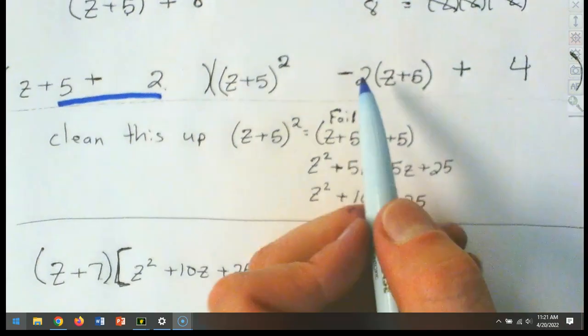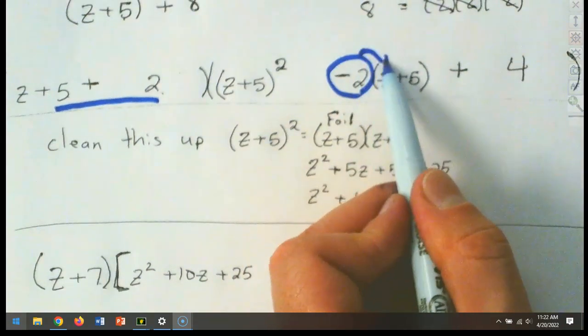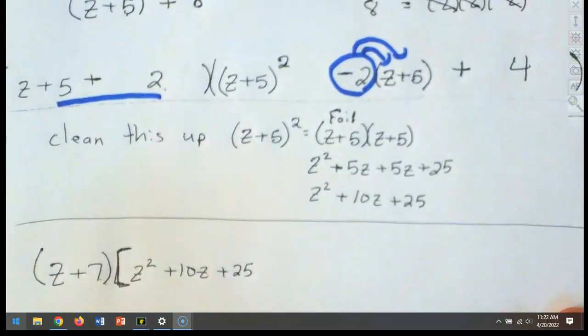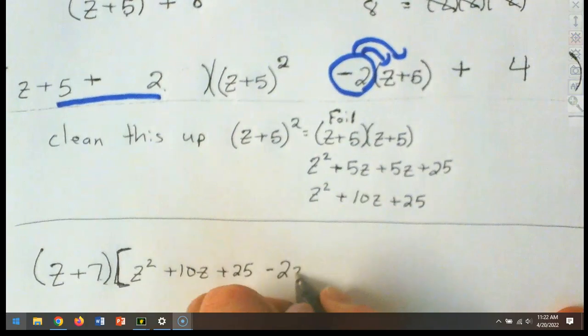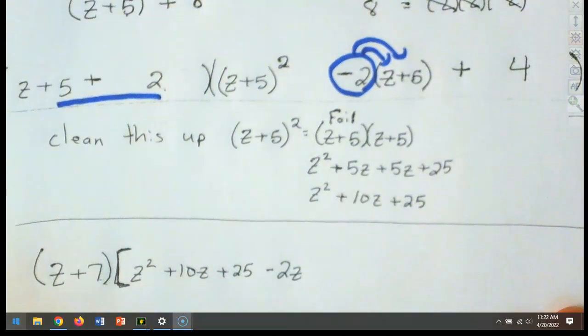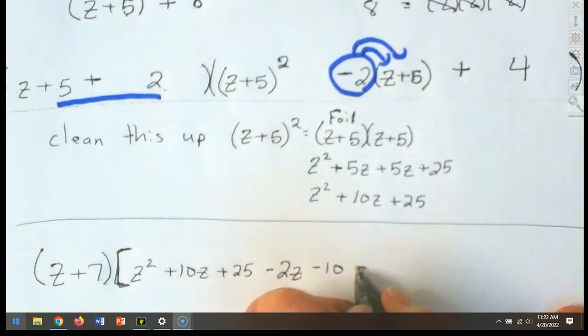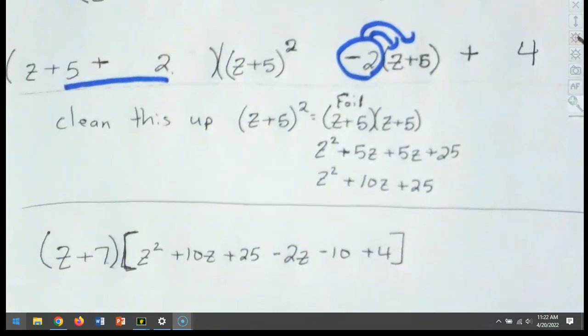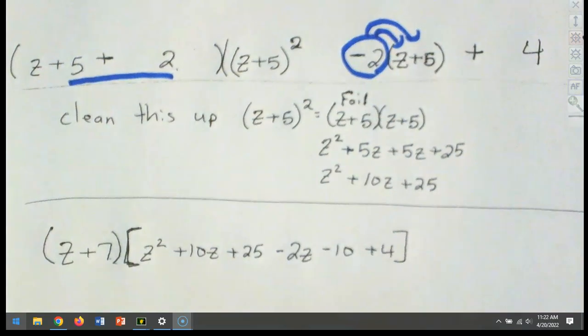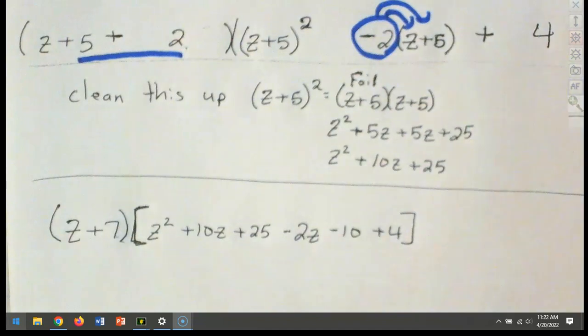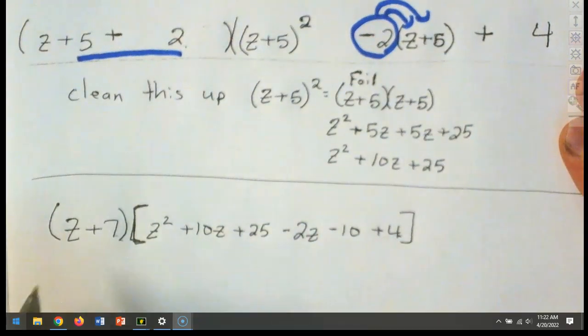Okay, and for this piece here, we're going to have to distribute it through. And distributing that negative 2 through, that's going to give you a minus 2z. Remember, that's 5 there. And a minus 10. And then a plus 4. Almost done. This one just took a little bit of time because we had to clean it all up, rewrite things. Now we can combine everything that we possibly can inside of our square bracket, rewrite it, and we're finished.